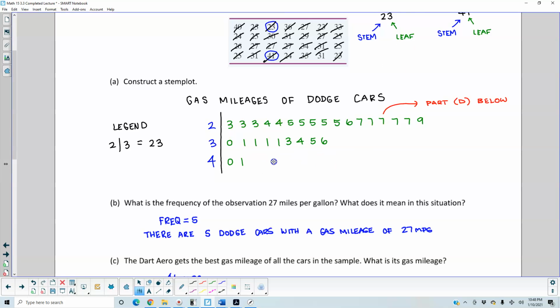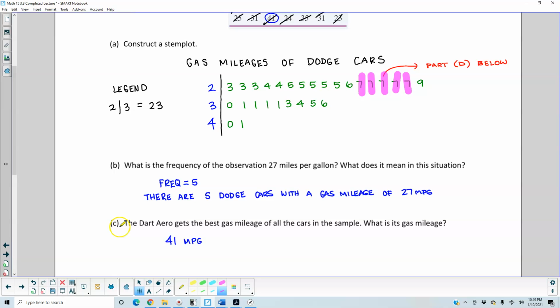Now we can answer our questions according to our stem plot. What is the frequency of the observation 27 miles per gallon? What does it mean in this situation? The frequency means how many 27s there are. So there's a 2, and we have 1, 2, 3, 4, and then 5. So the frequency is 5. There are 5 Dodge cars with a gas mileage of 27 miles per gallon. In part C, the Dart Aero gets the best gas mileage of all the cars in the sample. What is its gas mileage? We know that is the last one here, represented as 41 miles per gallon.